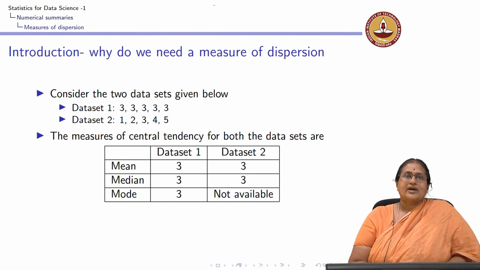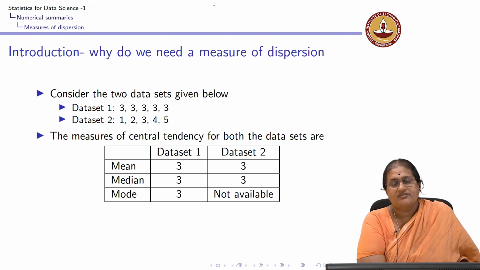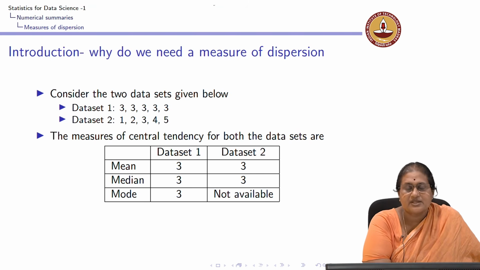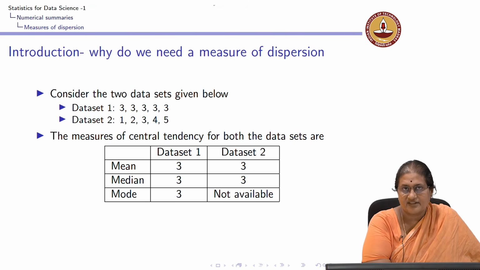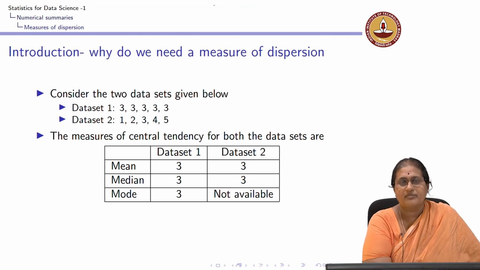So the mode is 3, whereas for the second data set there is no mode. However, if only the numerical summaries and the measures of central tendency are given to you, you tend to believe that both the data sets are very similar in nature, because the mean and the median of both these data sets are the same. However, we see that both these data sets are very different from each other.